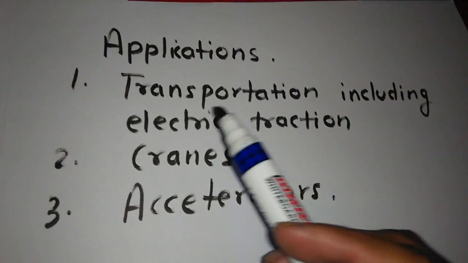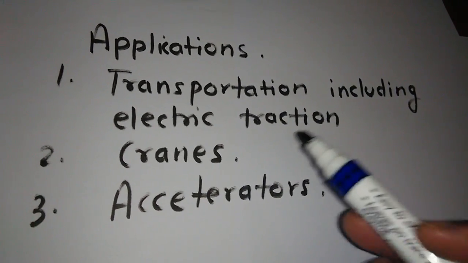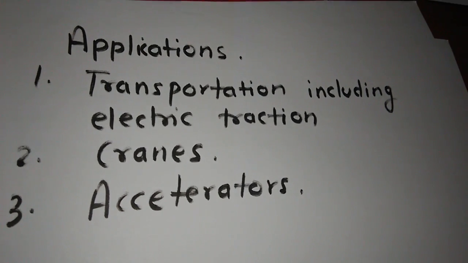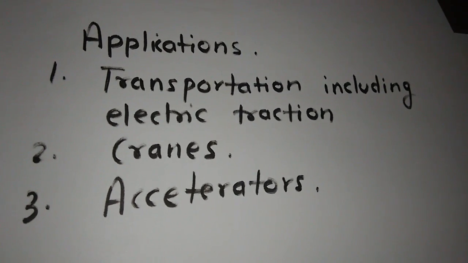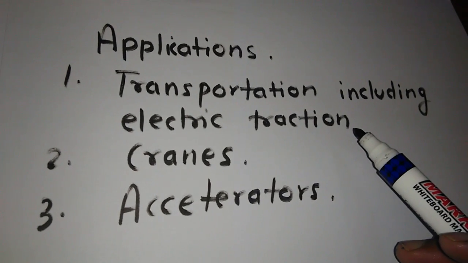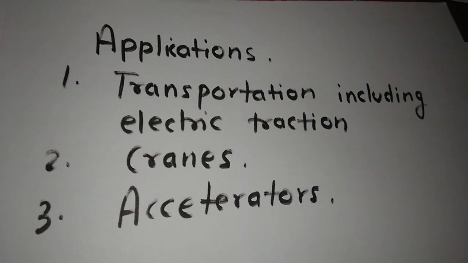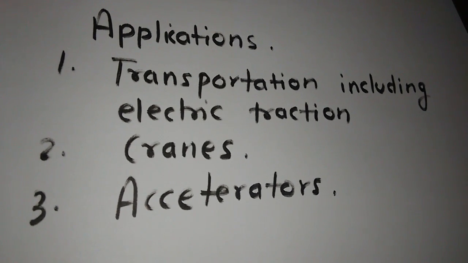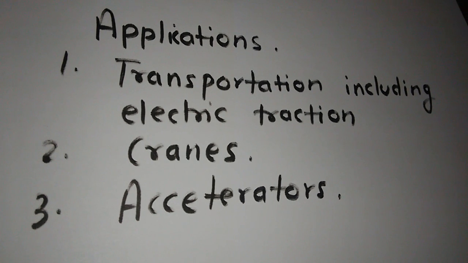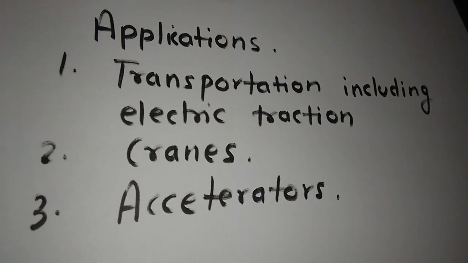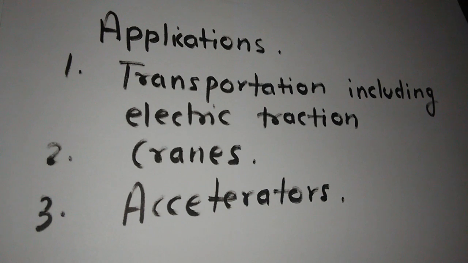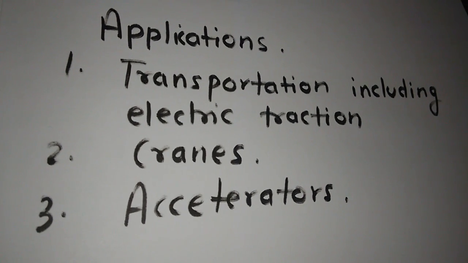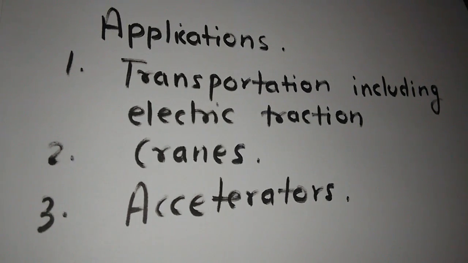Now we'll see the applications of the linear induction motor. It is used for transportation, including electric traction. The primary is mounted on the vehicle and the secondary is laid along the track. It is used in cranes for material handling, pumping of liquid metal, actuators for door movement, and high voltage circuit breakers. It is also used in accelerator rigs for testing vehicle performance under impact conditions.